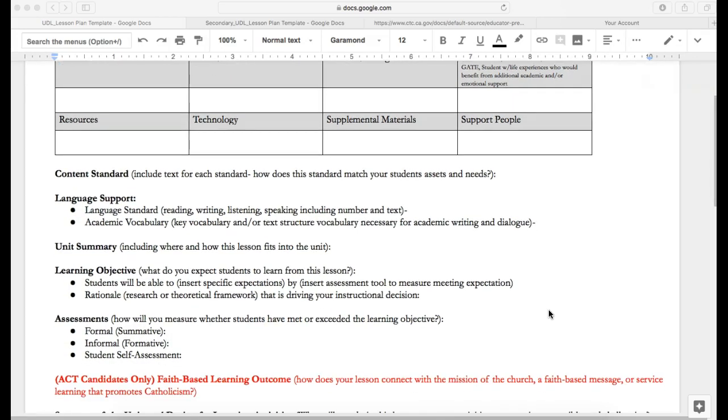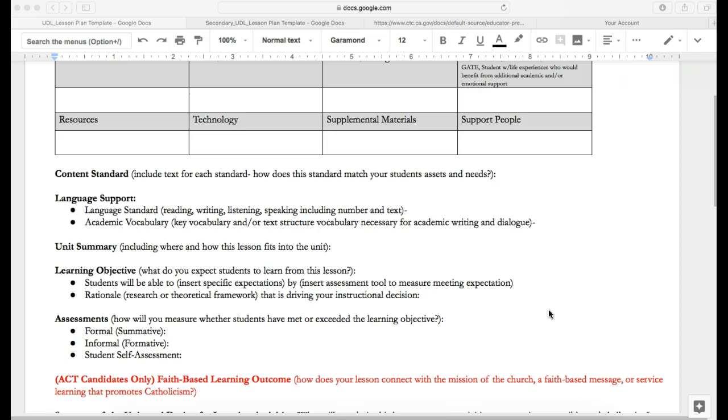Content standards. So each content standard, which we use the Common Core content standards in California, you are going to want to identify which standard you're meeting, and then also how it matches to the assets and the needs of your students.